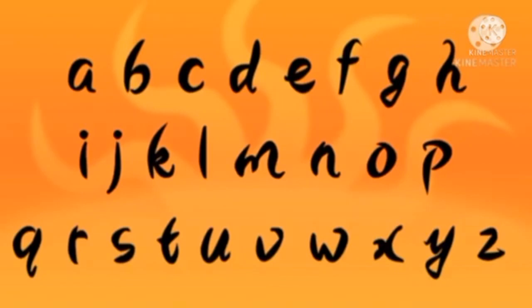What do you see over here, children? And what are you going to reply? You are going to say that, ma'am, these are some letters. These are the alphabetical letters. You are going to say that, ma'am, these are alphabetical letters.